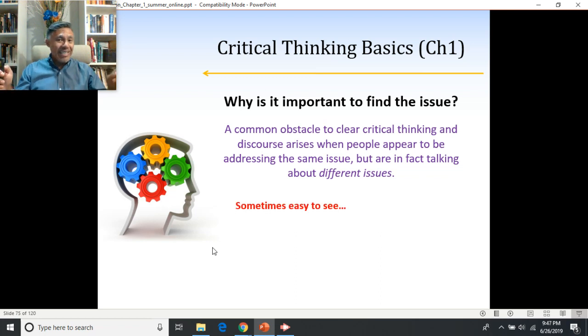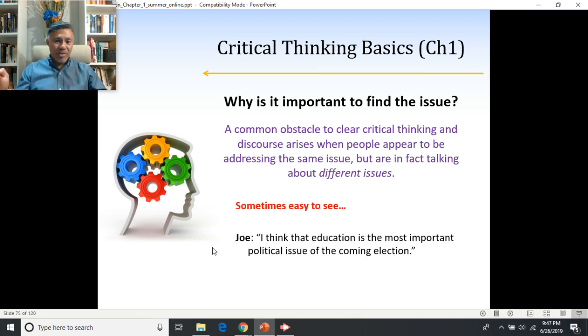Sometimes it's easy to see that this is happening. For instance, Joe says, I think that education is the most important political issue of the coming election. Jim says, I want a cheeseburger. Jim is not addressing the issue that Joe brings up, right? So the issue is whether or not that claim is true. Is education the most important political issue of the coming election? That's the issue Joe raises.